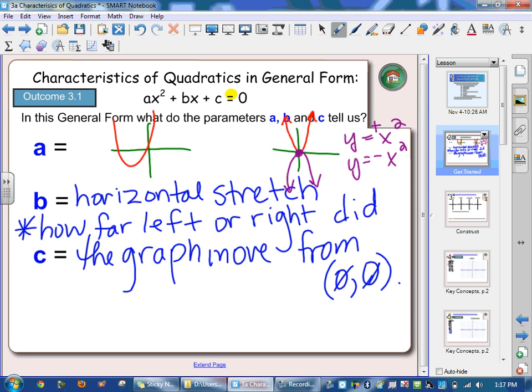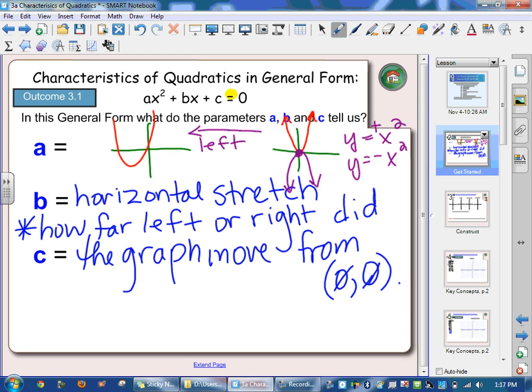From 0. Where'd that red move? It moved left. Good. It also moved down, which is what we're going to talk about in C. Okay? So this guy here, he moved left. That guy moved left there. And that will be the horizontal translation.